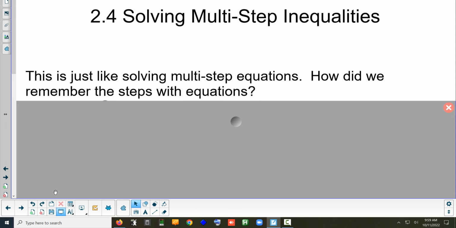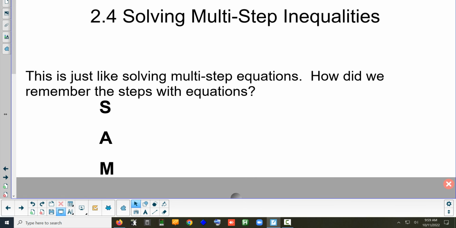So, first thing on your guided notes says, solving multi-step inequalities, just like solving multi-step equations. Does anybody remember, we wrote it in the warm-up a couple times, what's that word that we use to remember the steps when we're solving an equation? Yep, SAM. Okay. I'm not going to go through in detail because we've done this quite a few times, but under the guided notes, under that first question, go ahead and just write in SAM.